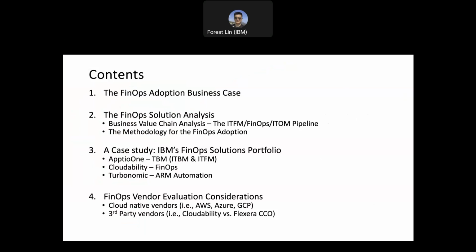Two categories of the vendors for the FinOps. First, cloud-native vendors, such as AWS, Azure, GCP. Second category is the third-party vendors, the top vendors including Cloudability and Flexera CCO.